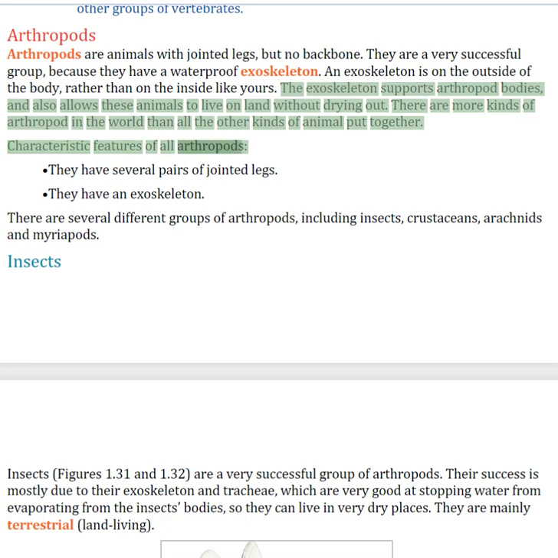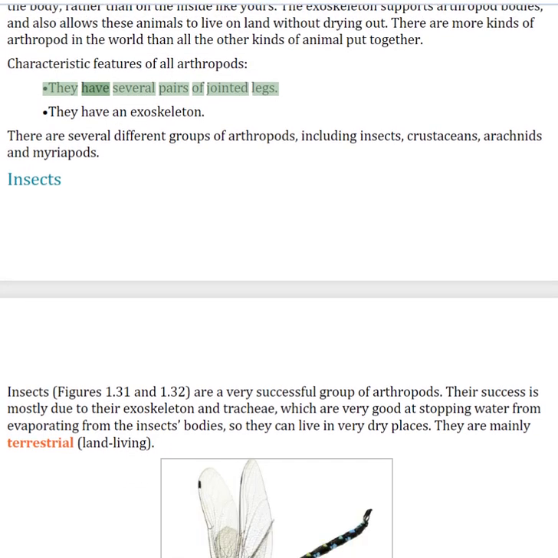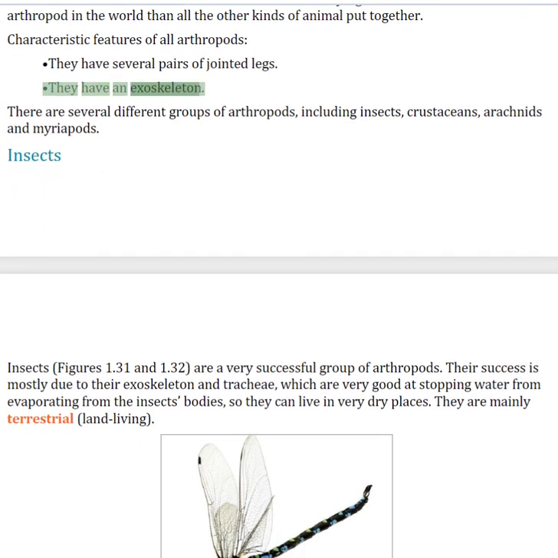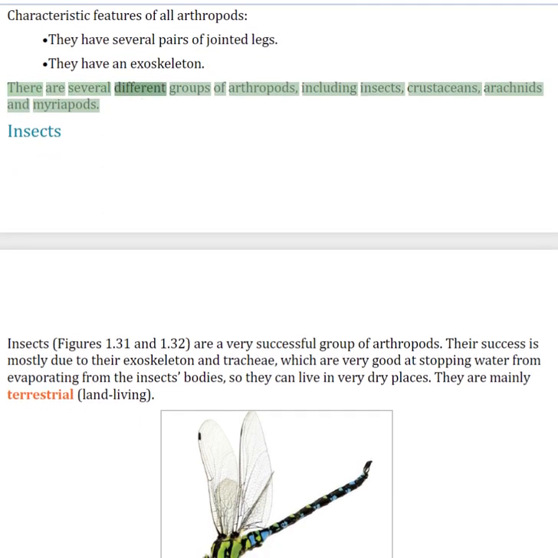Characteristic features of all arthropods. They have several pairs of jointed legs. They have an exoskeleton. There are several different groups of arthropods, including insects, crustaceans, arachnids and myriapods.